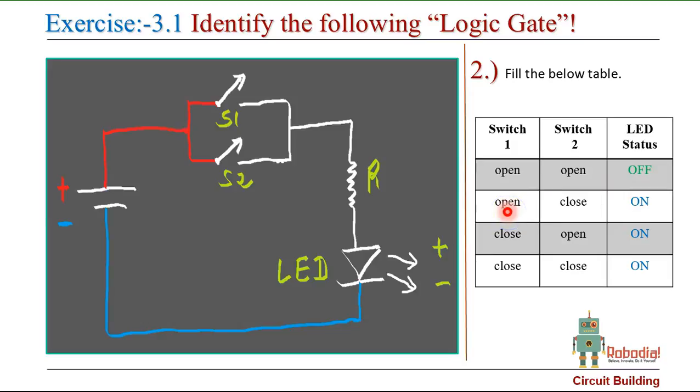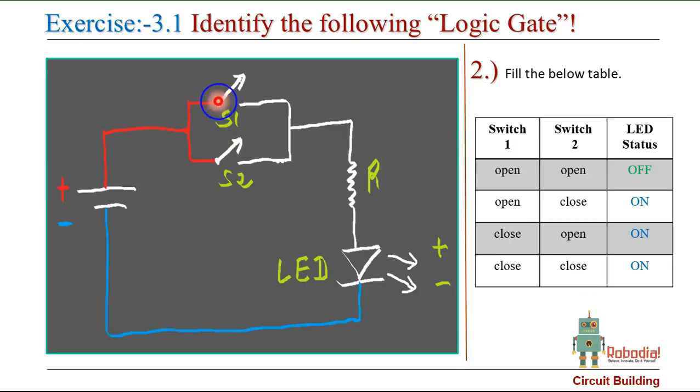When my switch 1 is open and 2 is closed, current will start flowing through switch 2, passing through resistance R, and eventually glow the LED, right? So LED status would be on. Likewise, when my switch 1 is closed, 2 is open, current will start flowing through switch 1, passing through resistance R, and eventually will glow my LED. So LED status would be on.